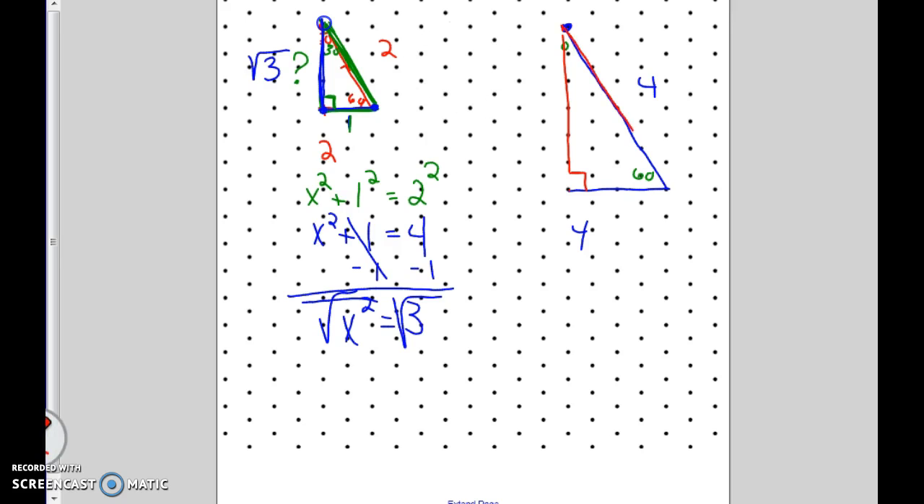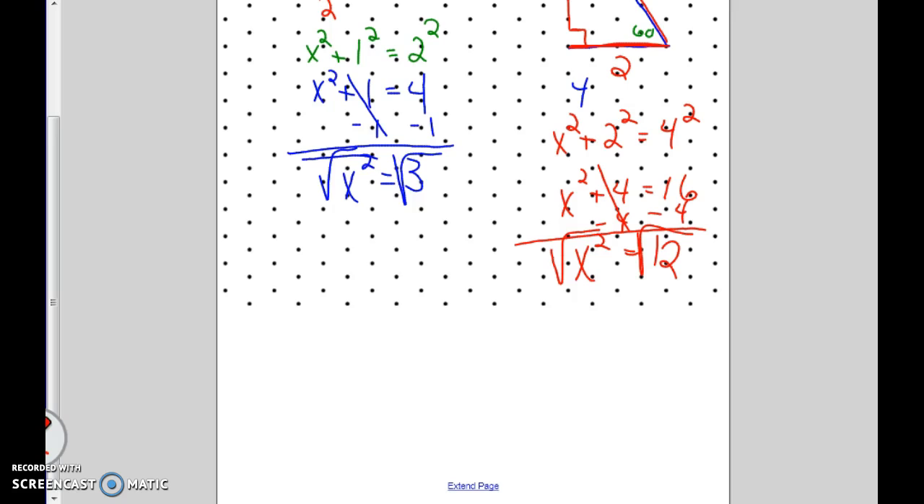So if this side is 4, how big is this side right here? 2. Right? How can I find this side? Pythagorean theorem. I'm going to give you a second. Okay, so hopefully you set it up like this. And you got it down to the square root of 12.